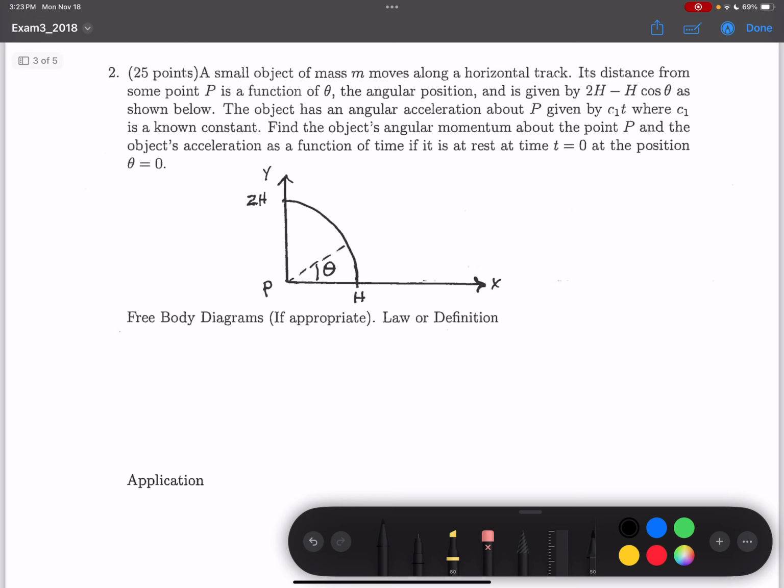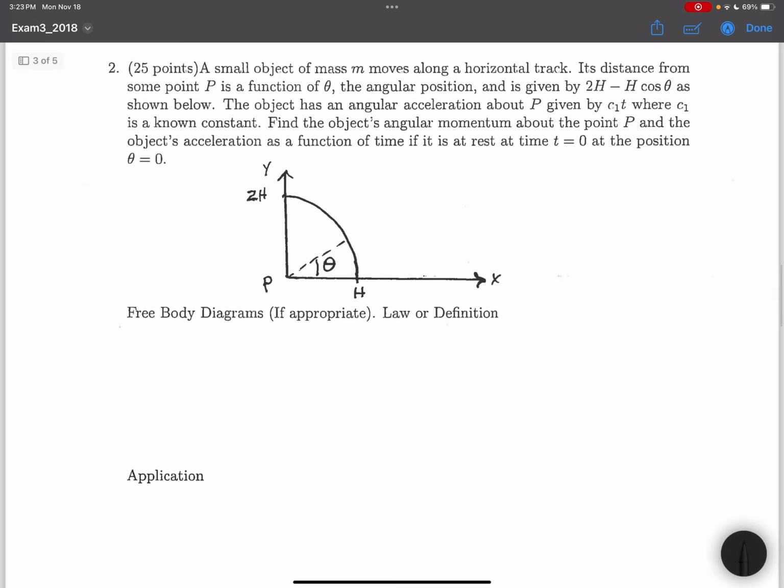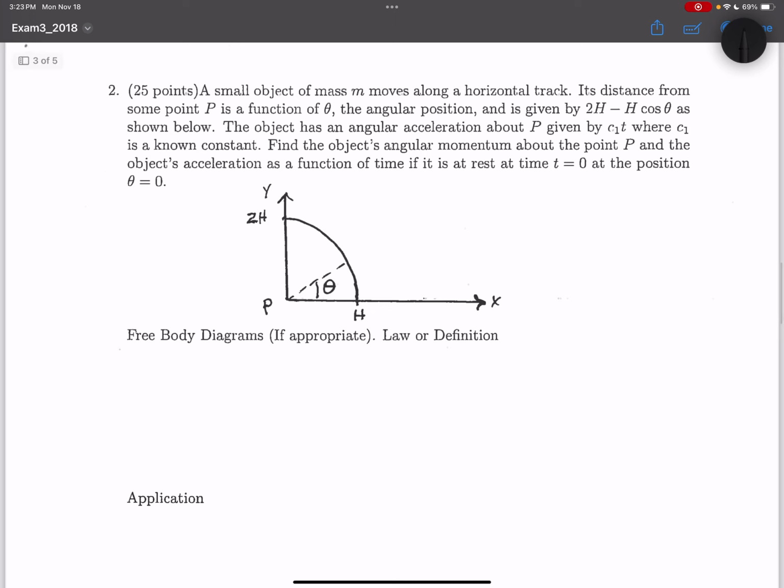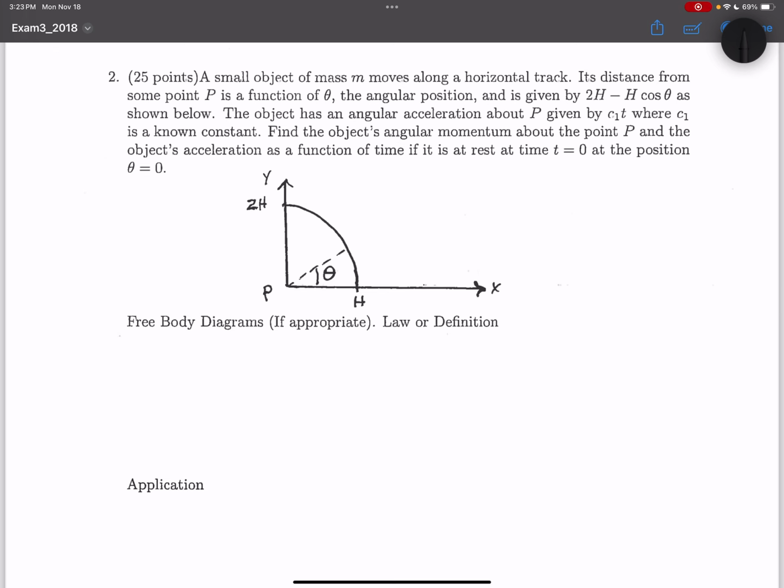Okay, so we have question 2. A small object of mass m moves along a horizontal track. Its distance from some point P is a function of theta, the angular position, and is given by 2h minus h cosine theta, as shown below. The object has an angular acceleration about P given by c1t, where c1 is a known constant. Find the object's acceleration as a function of time if it is at rest at time equals 0 at the position theta equals 0. This isn't too bad.